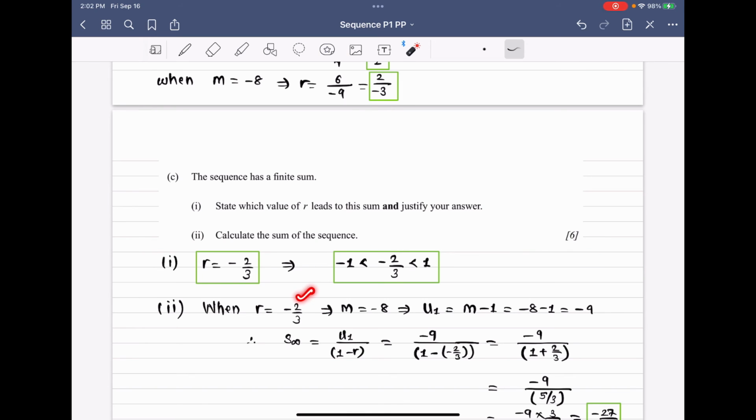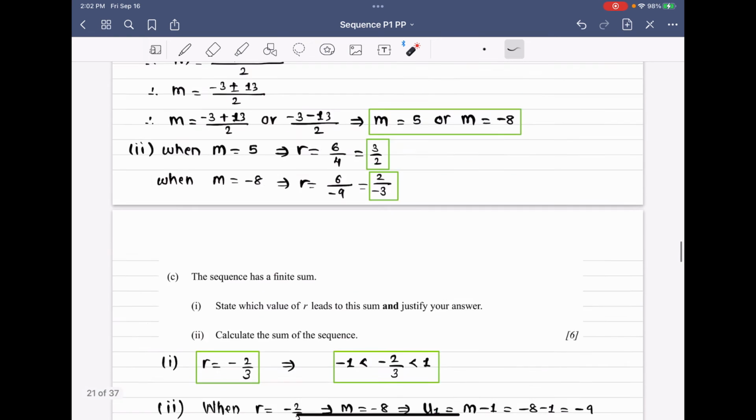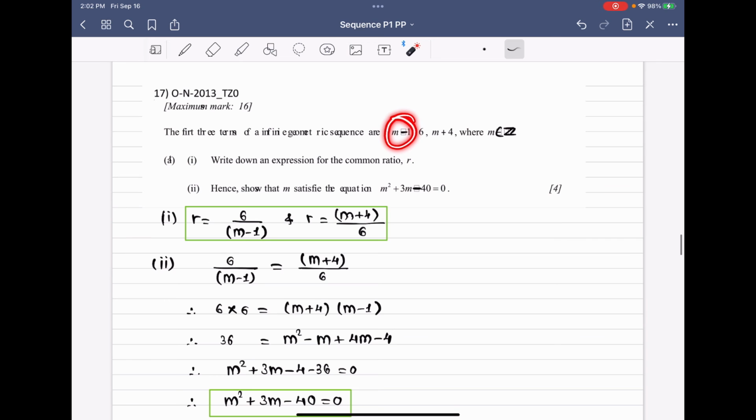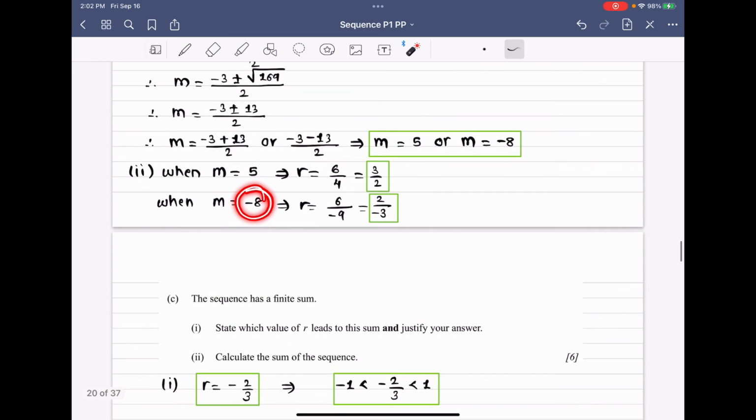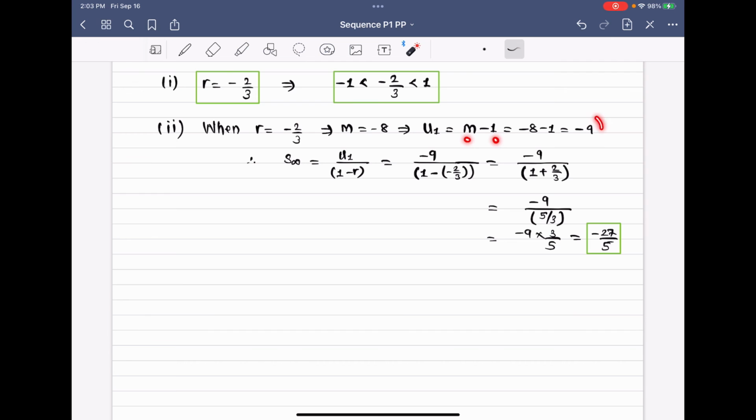Now let's start with r is negative 2 by 3. m is negative 8. We use m to find out the first term, and your first term was m minus 1. So m for negative 2 by 3 is negative 8. So negative 8 minus 1 is negative 9. So your u1 is negative 9. Your r is negative 2 by 3. So S infinity is u1 over 1 minus r. u1 is negative 9 over 1 minus negative 2 by 3. So negative 9 over 1 plus 2 by 3.